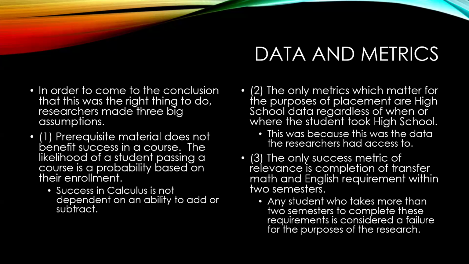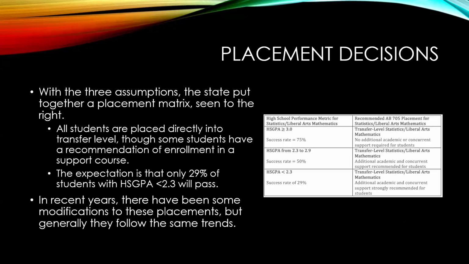The third assumption: the only success metric of relevance is completion of transfer math or English requirement within 2 semesters. Any student who takes more than 2 semesters to complete these requirements is considered a failure for the purposes of the research. Those are 3 very large assumptions. And using those 3 assumptions, the state put together a placement matrix, which is seen to the right.